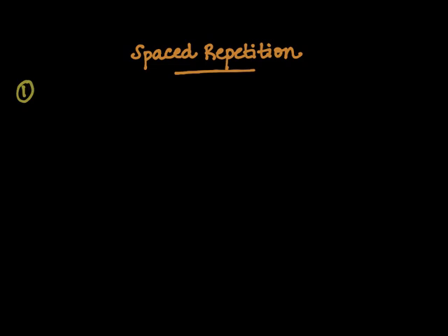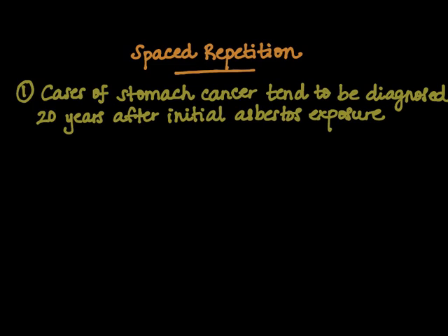And with that said, we can go on to our black screen of spaced repetition to quiz ourselves over concepts in this video. Number one. The following statement is an example of which of Hill's criteria of causality. Cases of stomach cancer tend to be diagnosed 20 years after initial asbestos exposure, and I've underlined the key hint here for that question. And the answer is temporality. That time factor mentioned correlates with the temporality postulate in Bradford Hill's criteria of causality.